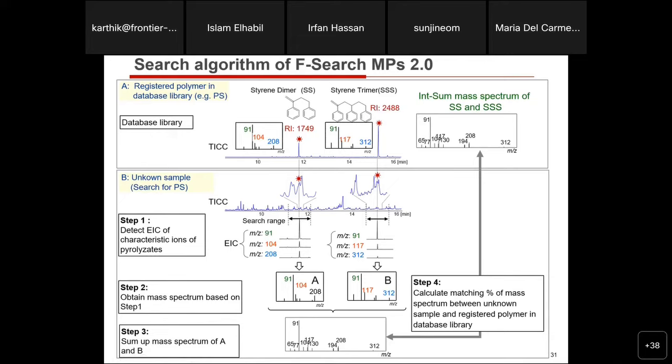So it is a four-step process. First it will do the extraction of peaks, the extracted ion chromatogram, then extraction of the mass spectrum, then combining the mass spectra of these main peaks, then use this for the peak match ratio, the matching percentage, and finally you will have the identification done. So this is how it works, and it is automatic.